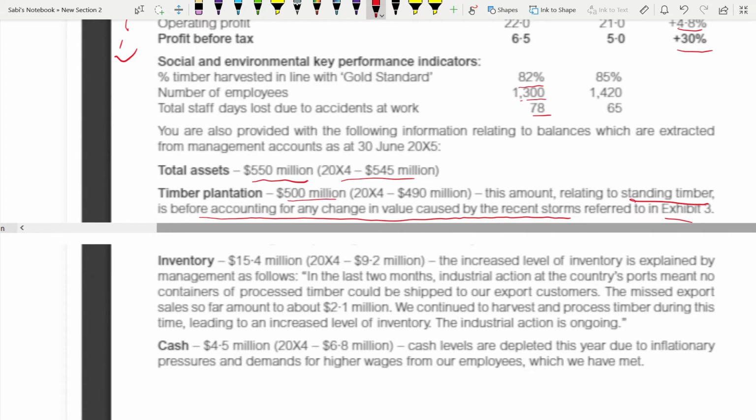Inventory increased from 9.2 to 15.4. The increased level of inventory is explained by the management as follows. In the last 2 months, industrial action by the country's port meant no containers of processed timber could be shipped to our export customers. So this is a risk, isn't it? It's a business risk. Industrial action, that's why they couldn't export for 2 months. So no containers to export customers for 2 months. That's why inventory increased. The missed export sales so far amount to about 2.1 million. We continue to harvest and process timber during this time, leading to an increased level of inventory. This industrial action is ongoing. It's again a risk.